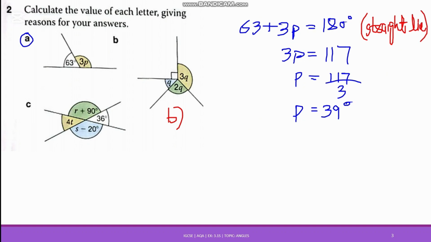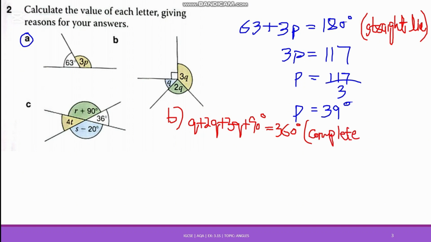And here in part B, when we add all the angles, Q, 2Q, 3Q, and 90 degrees, we'll equate them to 360 degrees, and then we will give the reason that this is a complete circle. That's why we are saying that the sum of all these angles will be equivalent to 360 degrees. Okay, so the rest of the portion will be done by you.